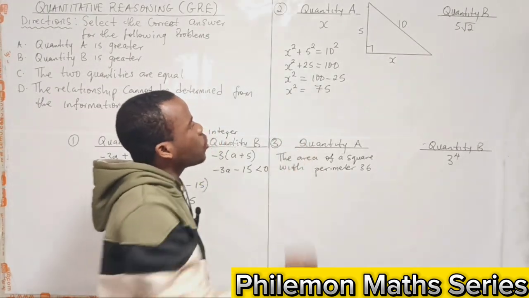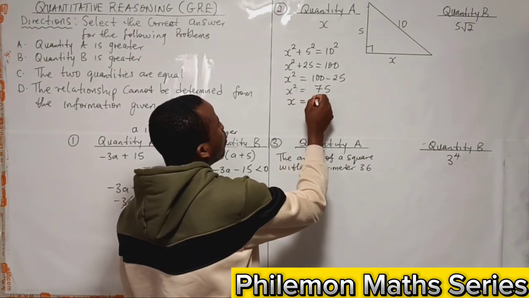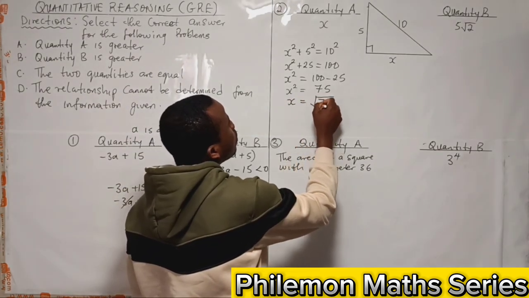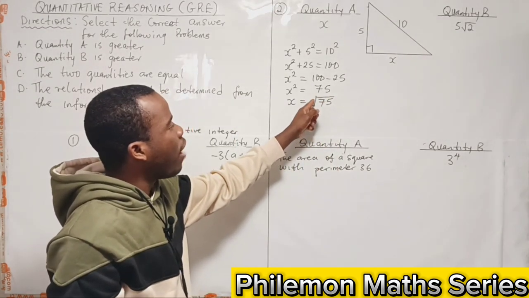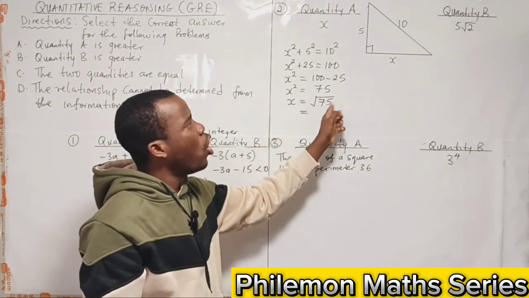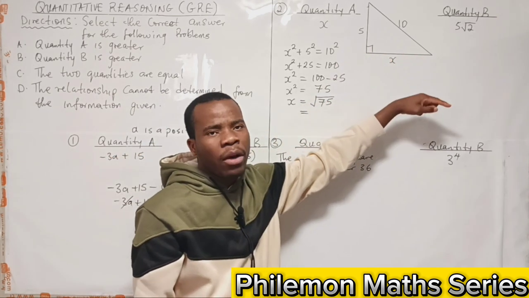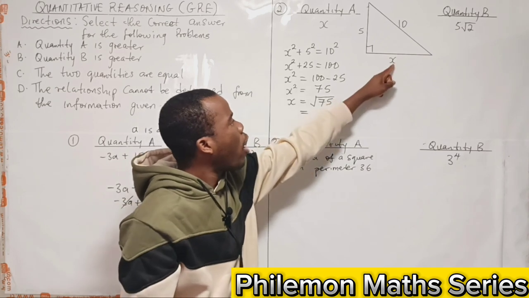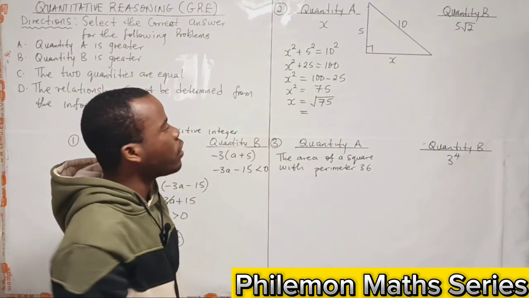How do we find x? We take the square root of both sides, so we have x will be square root of 75. When we take the square root of both sides, we are meant to have plus or minus square root of 75. But since this is a triangle, we can't have the side of a triangle to be negative. So x has to be positive. That's how we are restricting it to the positive root of 75.